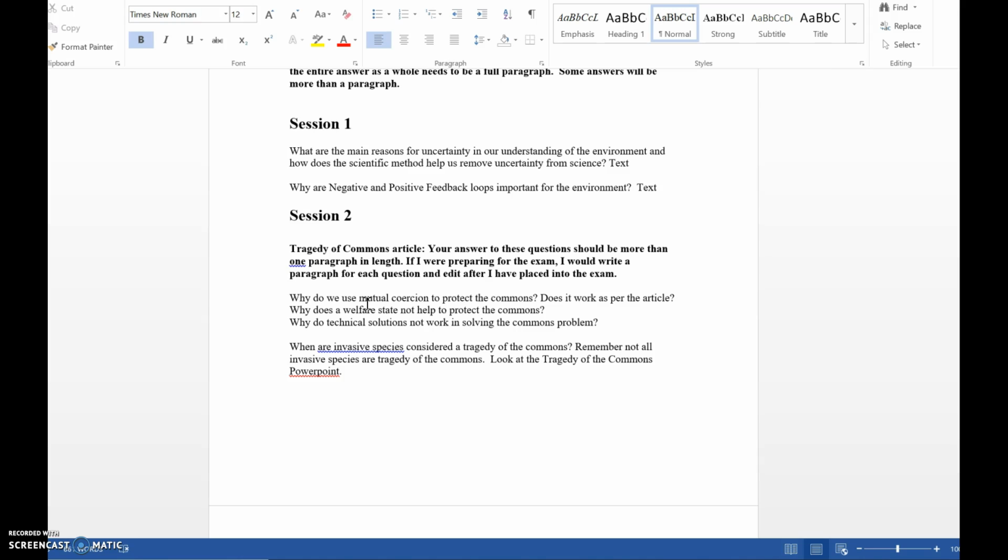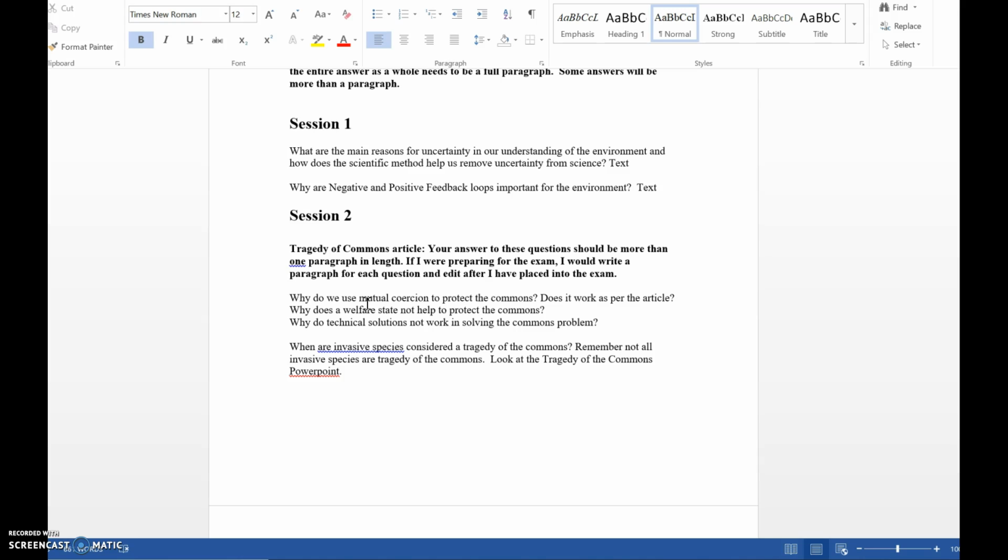Okay, so why do we use mutual coercion to protect the commons? And there's some wonderful examples in there. And how does it work as per the article? Why does a welfare state not help protect the commons? And this is as per Garrett Hardin. And why do technical solutions not work in solving the commons problem? So all of this information can be found in that article.